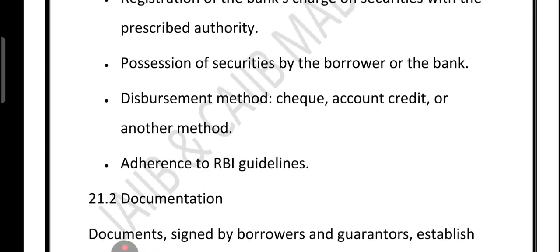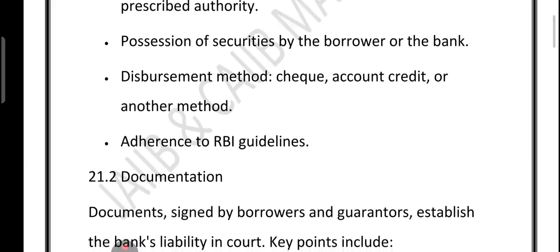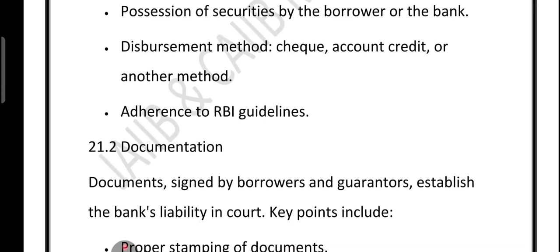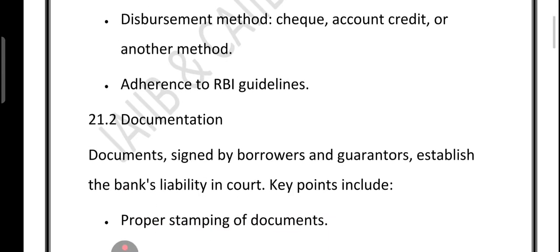Now the next thing is, who will keep the original document or asset? That is called position of security. Who will keep the original document or asset, the borrower or the bank? This decision matters, especially when things get complicated. And lastly, how will the money be given? That is called disbursement. Will it be credited to the borrower's account or given via cheque? Whatever the mode, it must follow RBI rules, right? Adherence to RBI guidelines is very important.